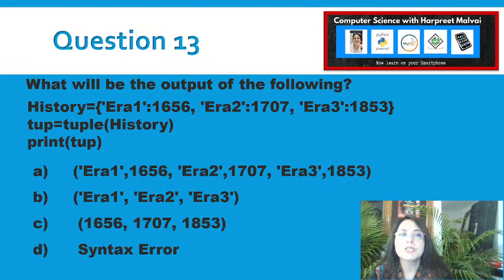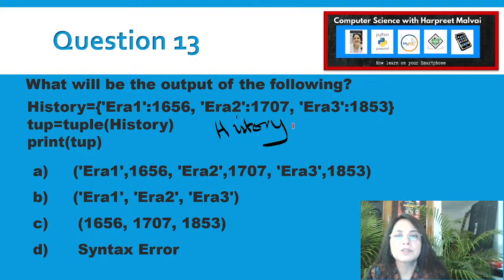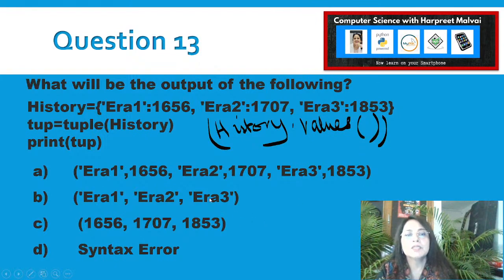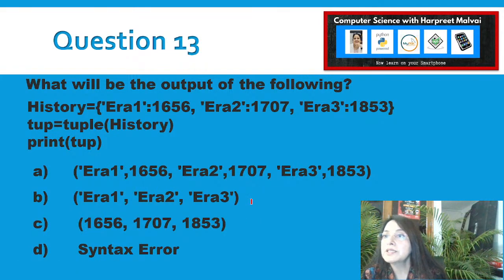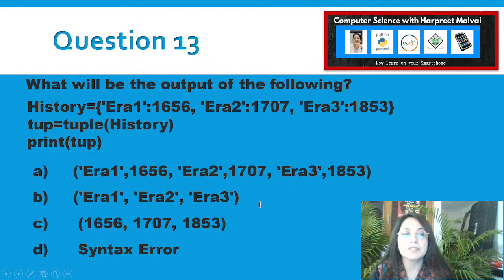Yes, it's B because when you create a list or even a tuple, it will take only the keys from there. So if I were to write history dot values in the brackets instead of history, then it would have given me the answer C. But I've got just history. So that's why it's not going to give me the answer as C. It's going to give me the answer as B. All right. So yeah, that's going to be the correct answer, B.